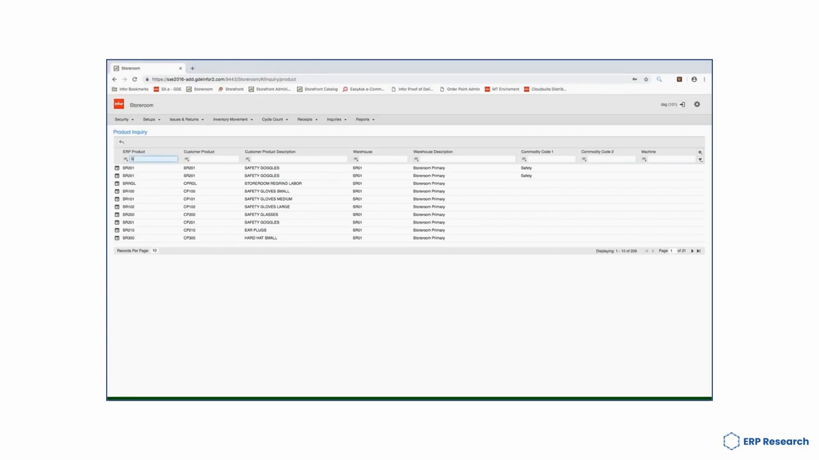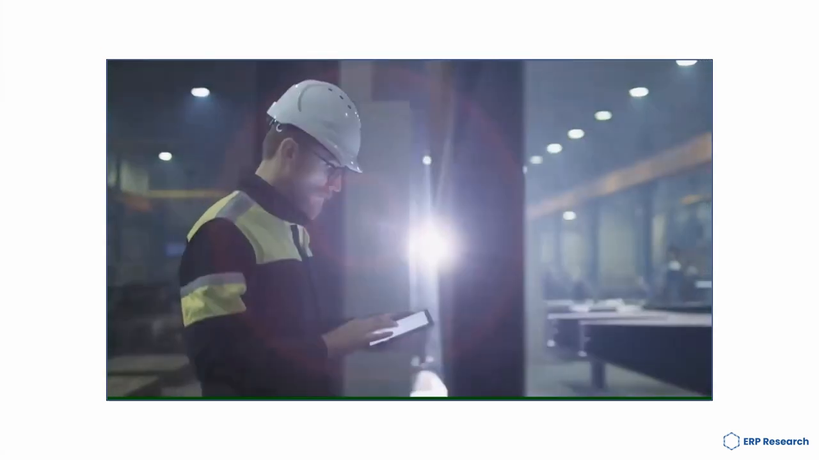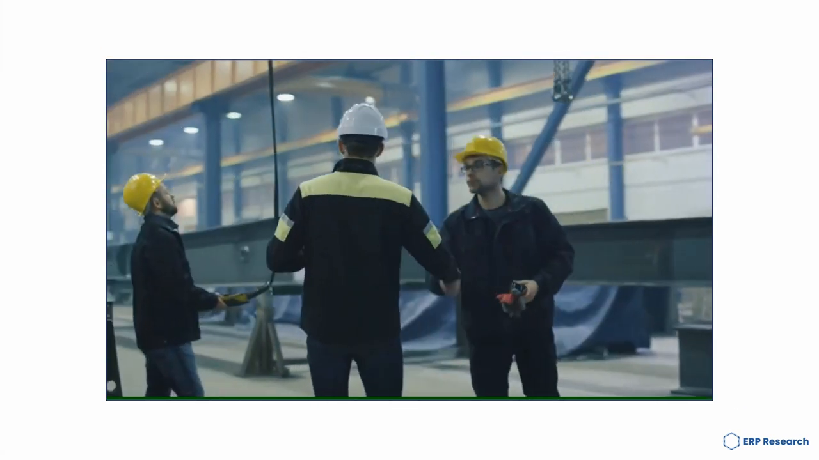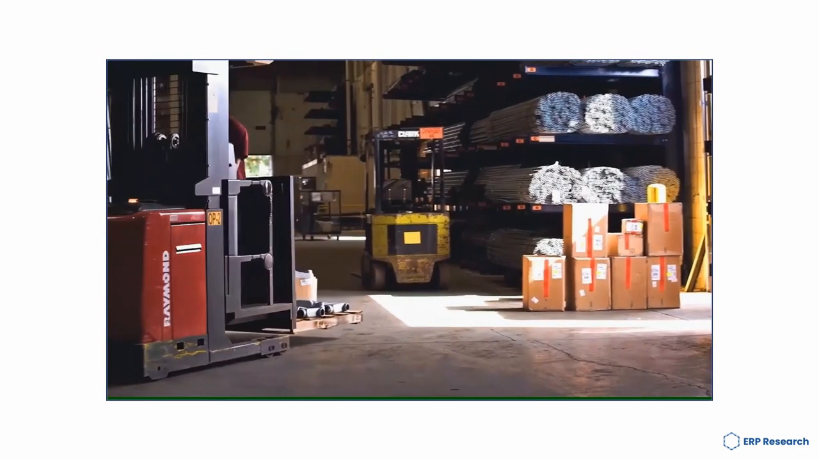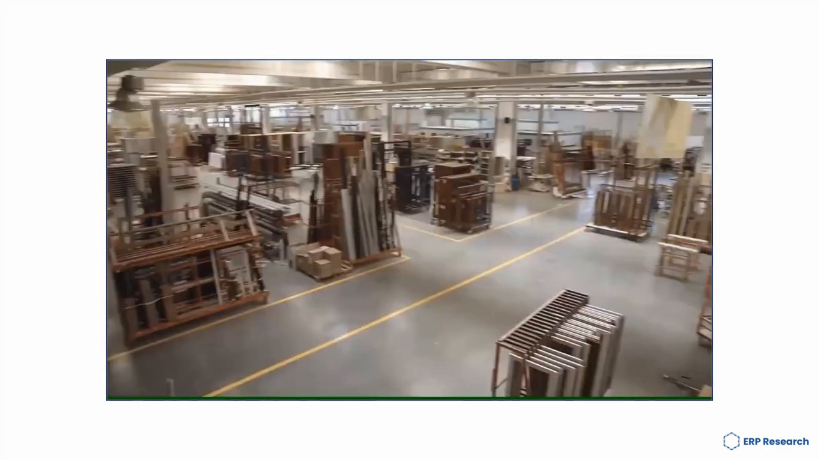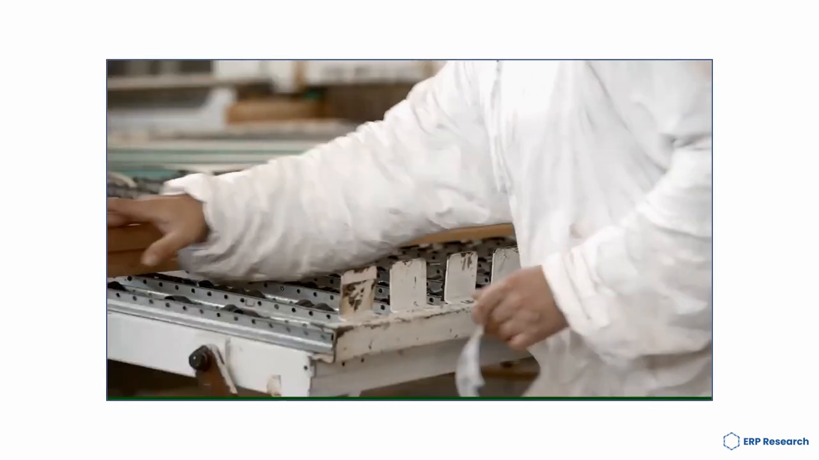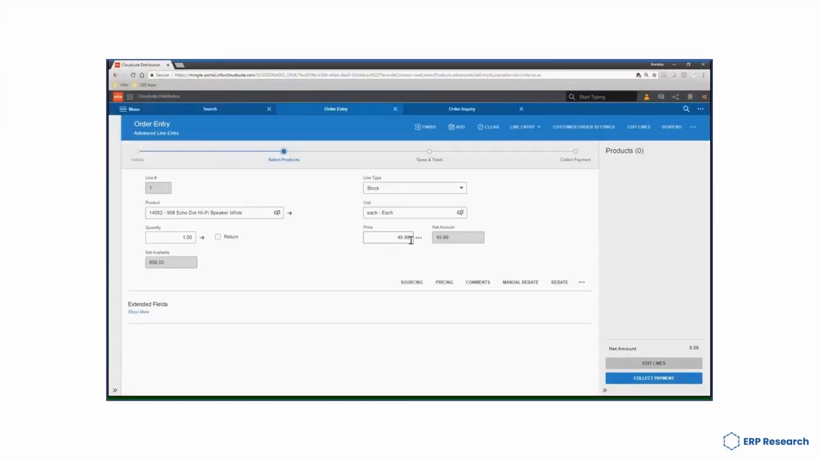Infor CloudSuite Industrial is widely used by many organizations in the manufacturing space, covering the needs of both discrete process manufacturers and distribution companies. Syteline is used by companies manufacturing machinery, high-tech, and industrial products, and this is largely due to the heavy focus on manufacturing within the ERP system. It is also used by companies in wholesale, distribution, and consumer products industries, including food and beverage.